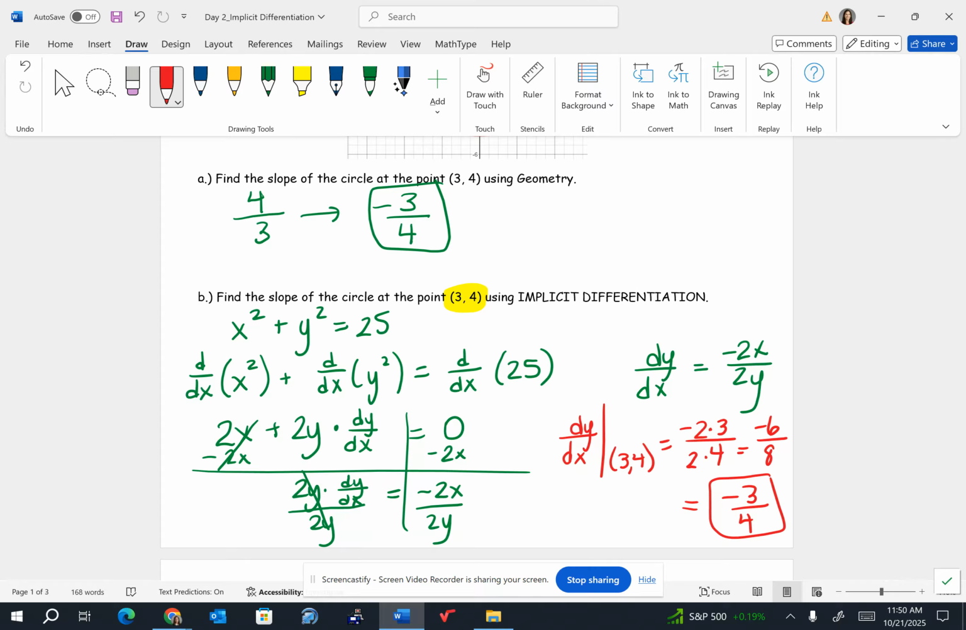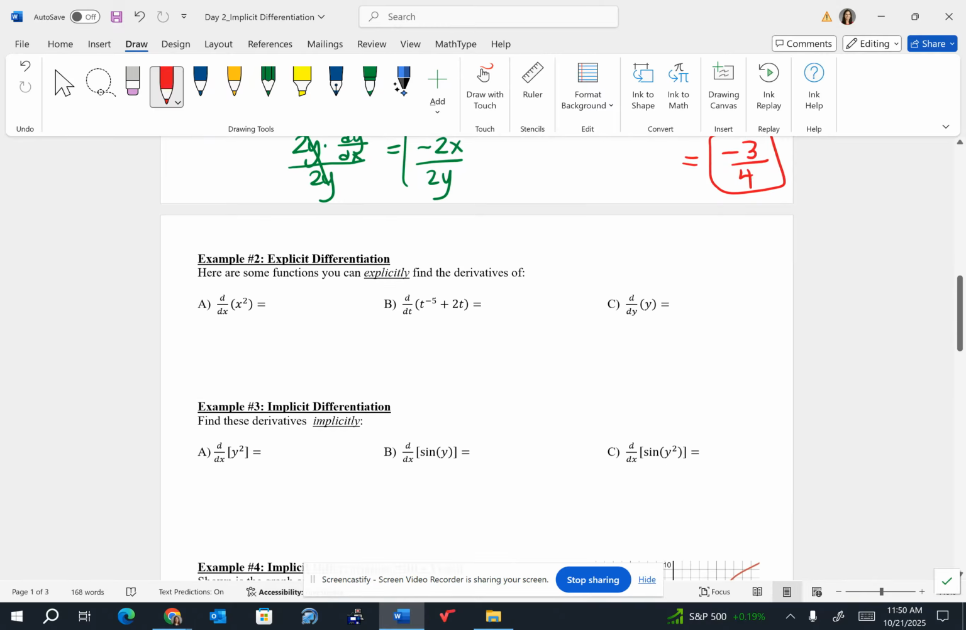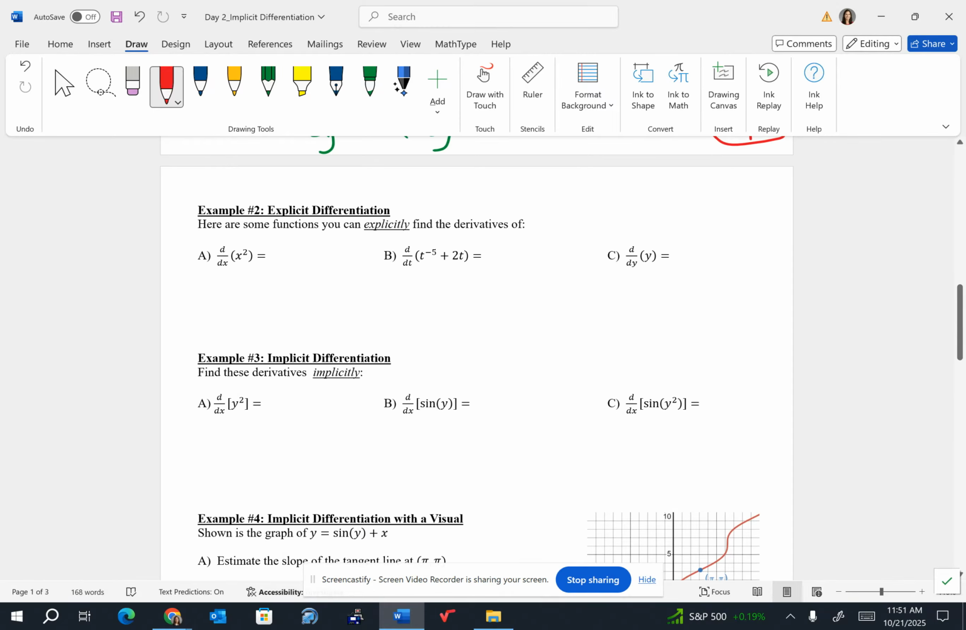So what we did next was we backtracked a little bit and we said, when do we need to use this implicit differentiation and when do we not need to use it? So example number 2, we don't need to use implicit differentiation because the variables all match up. It says find d dx of x squared and d dt of stuff with a t in it and d dy of stuff with a y in it. So the variables match up.